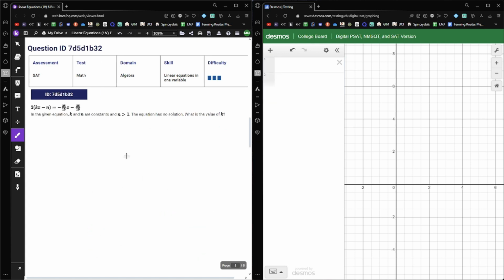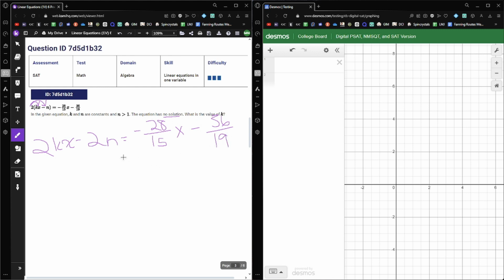Kaboom. Question number 3. In the given equation, k and n are constants and n is greater than 1. The equation has no solution. What is the value of k? So this is just going to be like number 2. The equation has no solution, so we set the slopes equal to each other because they should have the same slopes. Dang, they just had to go and put parentheses again and now I have to multiply everything by 2? Oh no. Alright, 2kx minus 2n is equal to negative 28 over 15x minus 36 over 19.